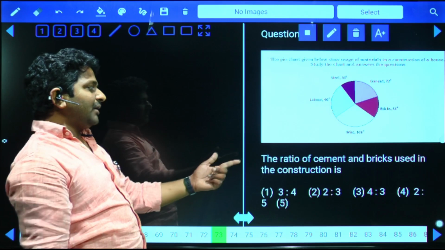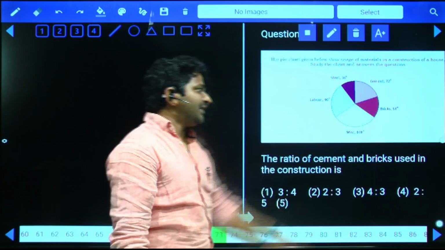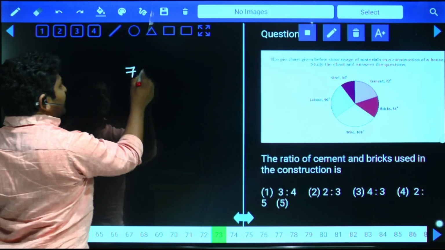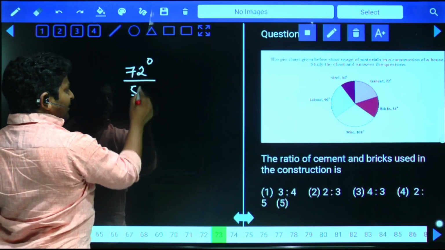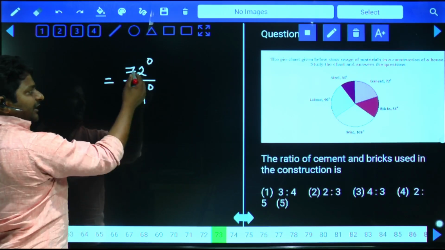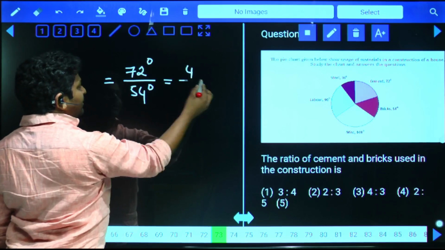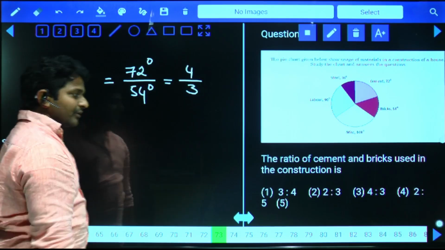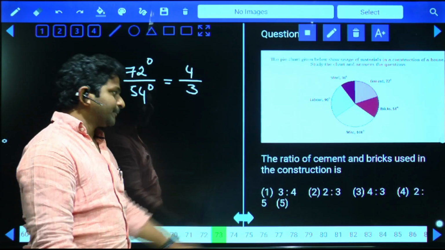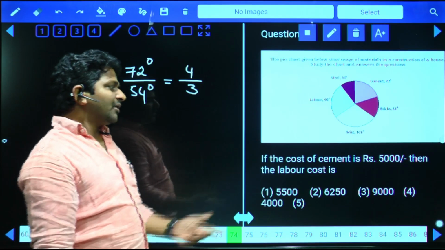The ratio of cement and brick used in the construction is, cement is 72 degrees, bricks is 54 degrees. Now you are asked to calculate the ratio. The difference between numerator and denominator is equal to 18. 18 four times is 72, 18 three times is 54. 4:3, third option is the answer.